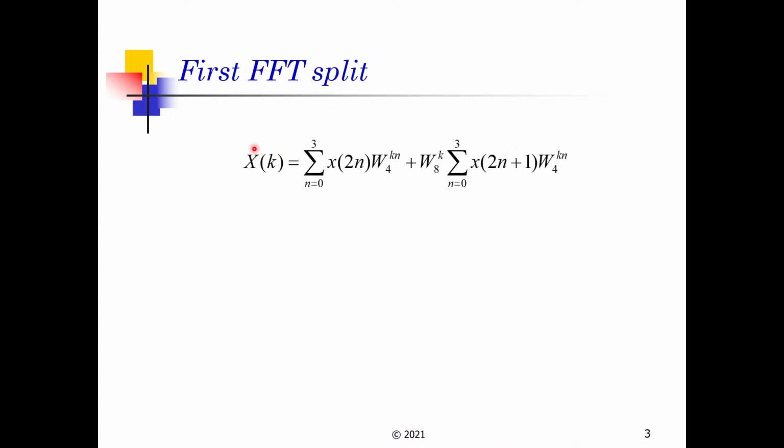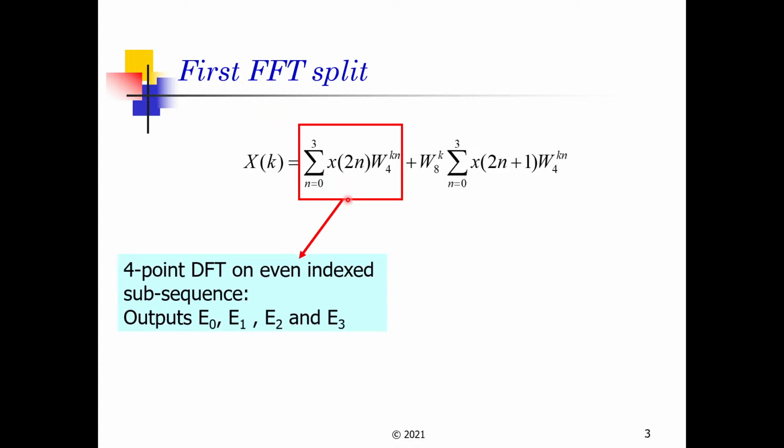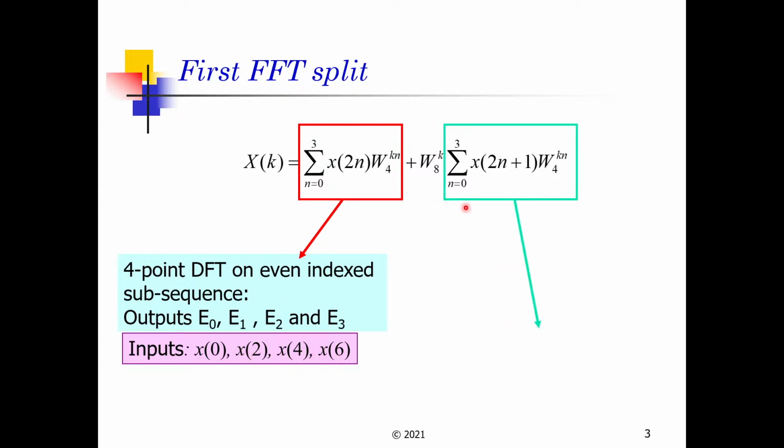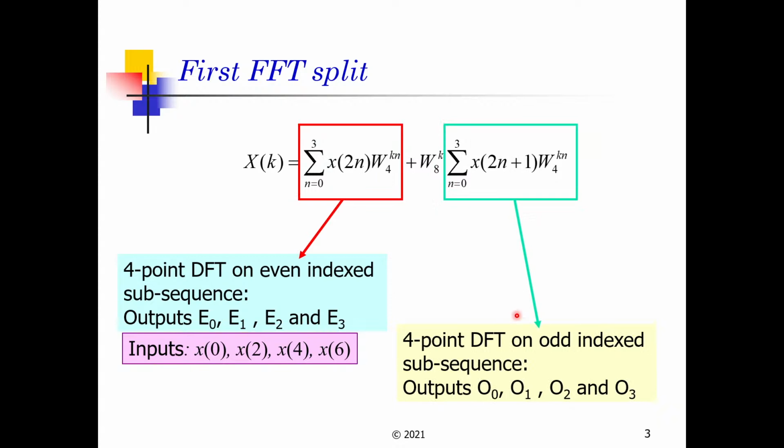And in doing so, that means we split the DFT equation here into this form. And this is going to be our even index sequences because of that 2n here. So that means the inputs here are going to be x0, x2, x4, and x6. And this part here is going to be our odd index sequences, where the inputs are going to be x1, x3, x5, and x7.